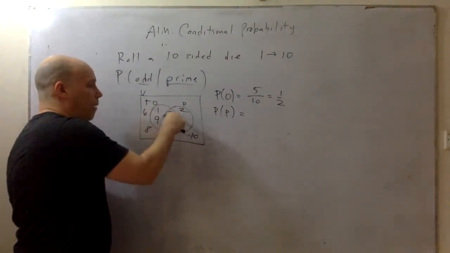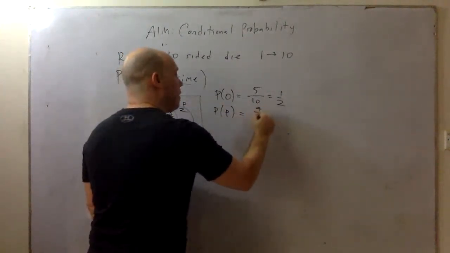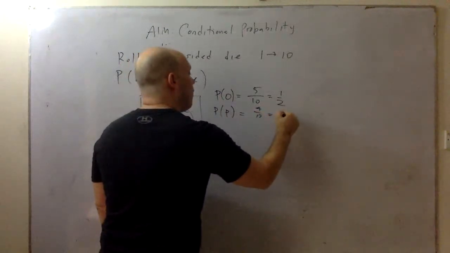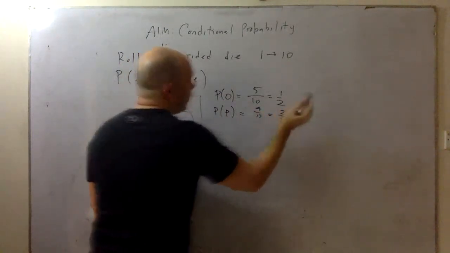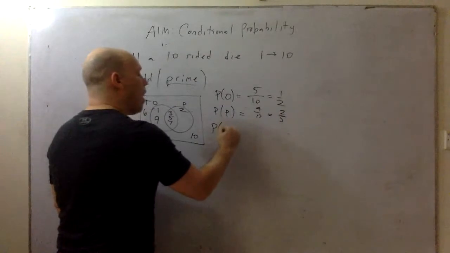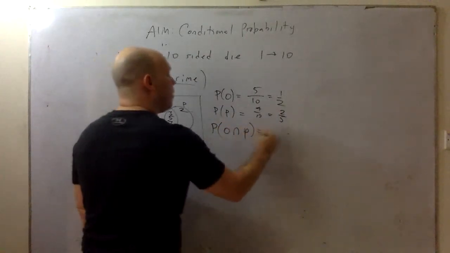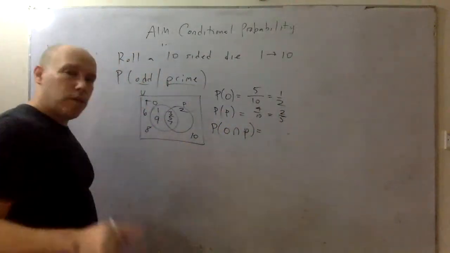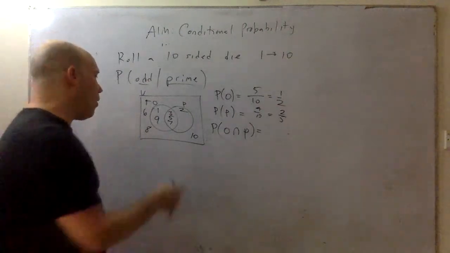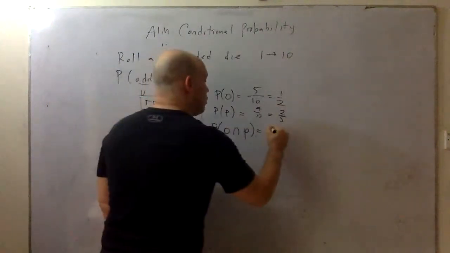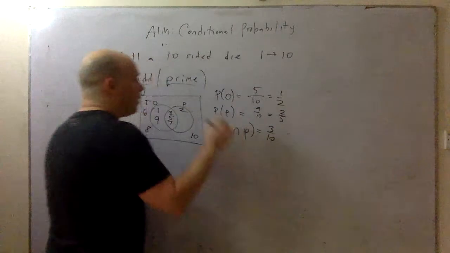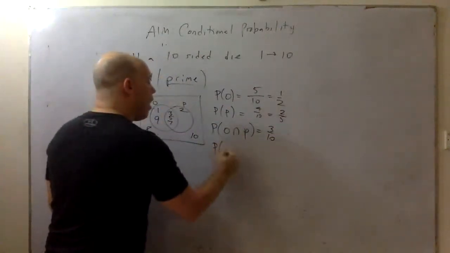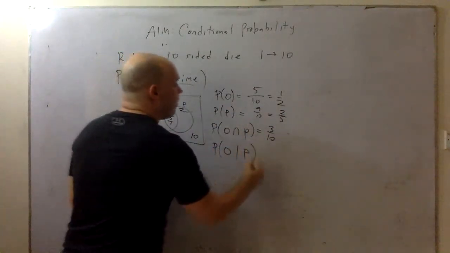Well, there's 4 prime numbers out of 10, so it's 4 out of 10, 2/5, so 40%. What's the probability that it's odd and prime? Well, there's 3 in the intersection, so it's 3 out of 10. Now, let's talk about this. What's the probability it's odd given it's prime?